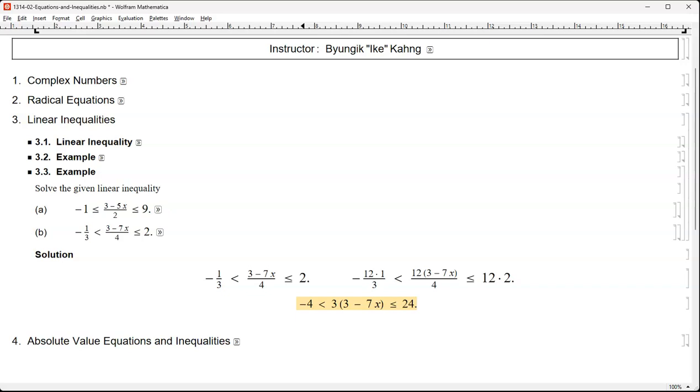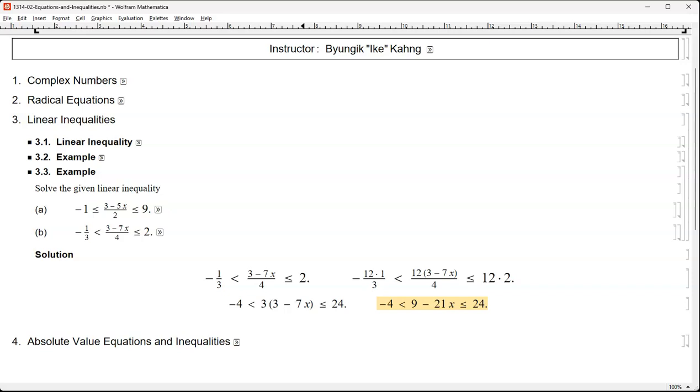Alright. Okay, now break up the parentheses. 84, 9 minus 21x, 24. All good? Okay, step 1, denominator. Step 2, parentheses. Step 3, like terms.